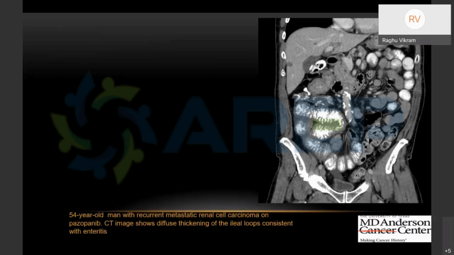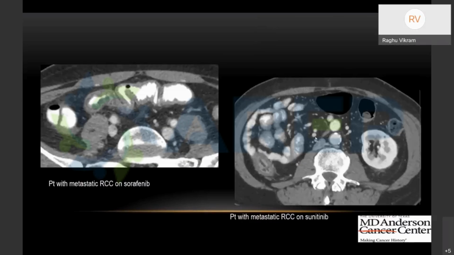When I see jejunal mucosal folds thickened like this, I know that this patient is on pazopanib. I sometimes surprise my residents and fellows by just looking at it and saying, this patient is on pazopanib, isn't he? And they'll say, how do you know that? This is a signature, right? And this is very common. This is an example of a patient on sorafenib.